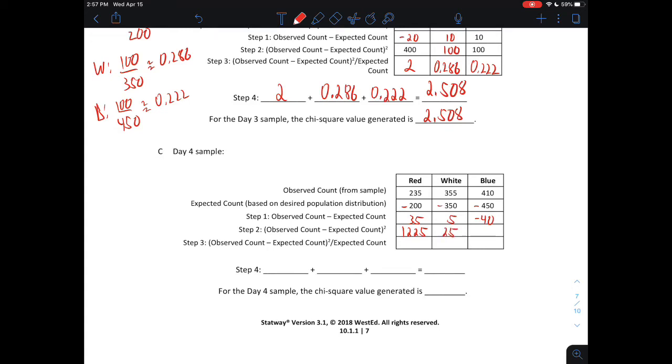And for blue, negative 40 times itself. If you're doing this on your calculator, you need to type the parentheses first, then the negative, then 40, then close the parenthesis, and then press the squared button. And just remind yourself, you should get a positive, so 1,600. So then now getting my step 3 results using division. For red, that would be 1225 divided by 200. And that gives me 6.125.